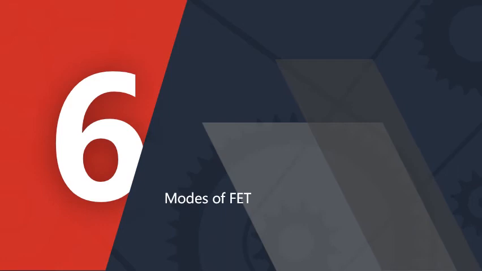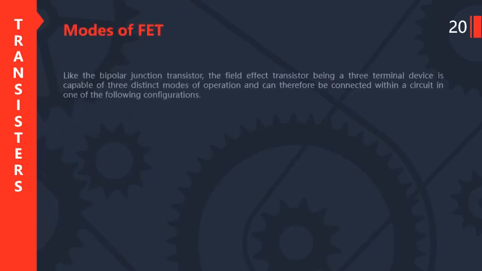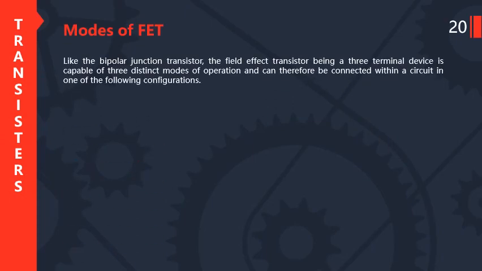The next topic is modes of FET. Like the bipolar junction transistor, the field effect transistor, being a 3-terminal device, is capable of 3 distinct modes of operation and can therefore be connected within a circuit in one of the following configurations. First one is common source.